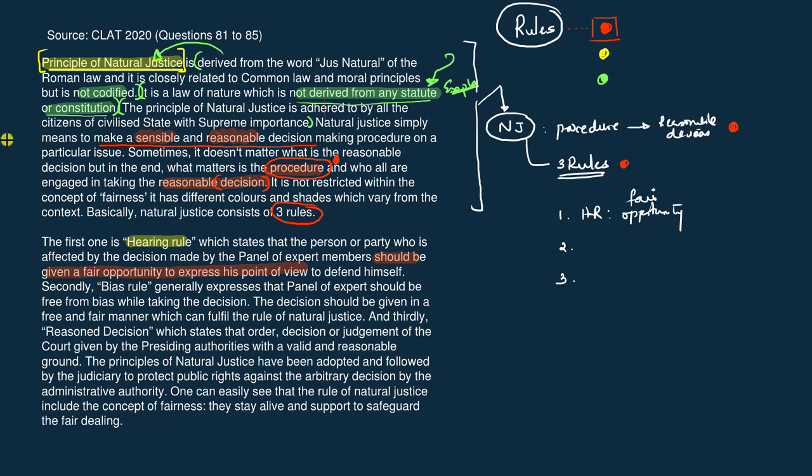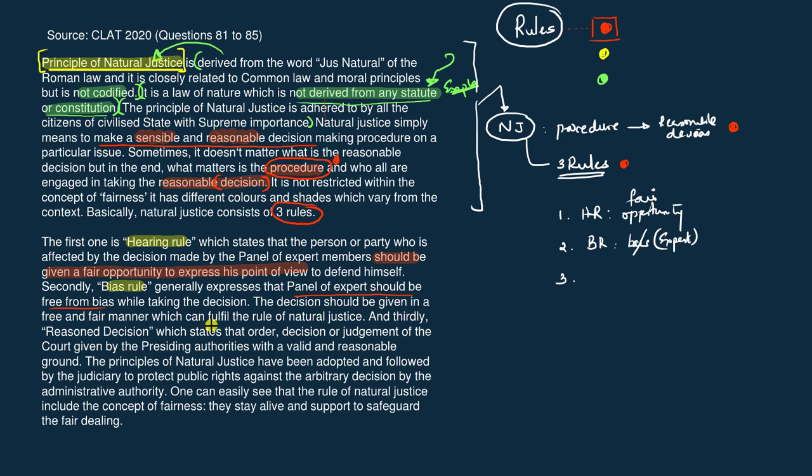And then you have the next one, ladies and gentlemen, which is the bias rule. Also, there should not be any bias, right? So that's what that would say. It is generally expressed that the panel of experts should be free from bias while taking the decision. So there's no bias with the expert who's making the decision. The person making the decision should not have any bias. Perfect.